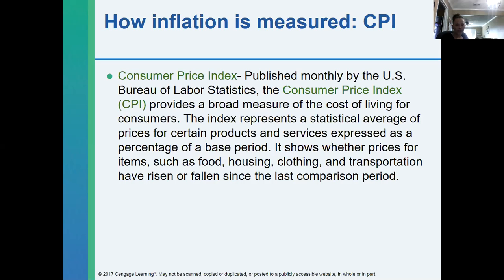Basically, the sentence there in the middle says the index represents a statistical average of prices for certain products and services expressed as a percentage of a base period. So they pick this base period. They could say, okay, February 2020, a year ago, how has the cost of a loaf of bread changed? How has the cost of a gallon of milk changed? So they pick that base period, then they compare the prices over that time.